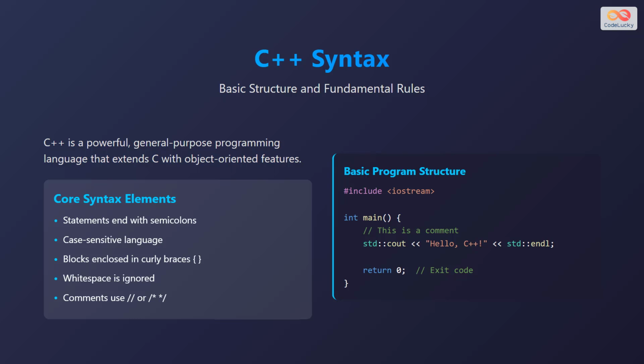Here's an example of the basic program structure. It starts with an include statement to include the iostream library. The main function is the entry point of the program. Inside the main function we have a comment and then we print the string "Hello C++" to the console, followed by a new line. Finally, we return 0 to indicate that the program executed successfully.